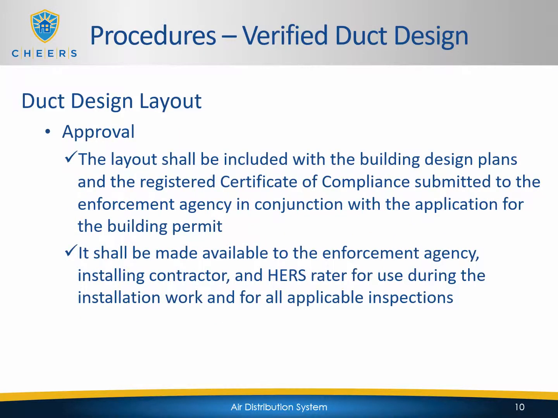Now for approval, the layout shall be included with the building design plans and the Registry Certificate of Compliance submitted to the enforcement agency in conjunction with the application of the building permit. When we say Certificate of Compliance, we're talking about the CF1R. It shall be made available to the enforcement agency, installing contractor, and HERS rater for use during the installation work and for all applicable inspection. So the HERS rater, you will have to visually verify that what's being installed in the house exactly matches what's on that approved set of plans.